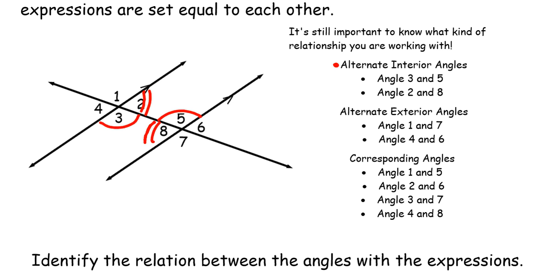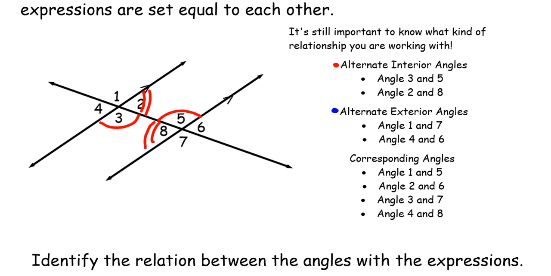Now you might notice I single marked the 3 and the 5, and that's because those are equal to each other. And I double marked the 2 and the 8. Those are equal to each other, but they're not necessarily equal to 3 and 5. They're only equal if these lines are perpendicular to each other.